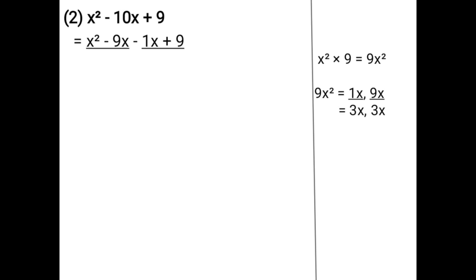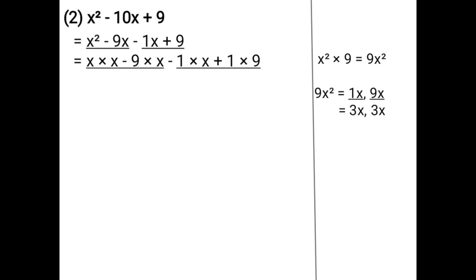After that you have to underline and make the two groups, first term and second term in one group, third term and fourth term in the other group. Next step you have to write the multiplication form, that is equal to x square means x into x, minus 9x means minus 9 into x, minus 1x means minus 1 into x, plus 9 means plus 1 into 9. The two groups which you already underlined and made in the first step, in the next step also you have to underline and make the groups.